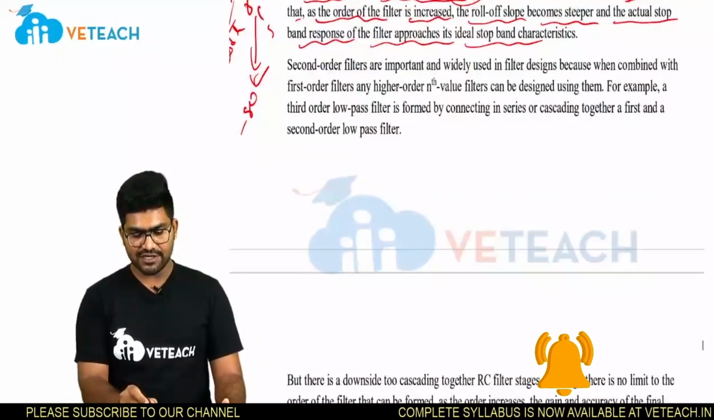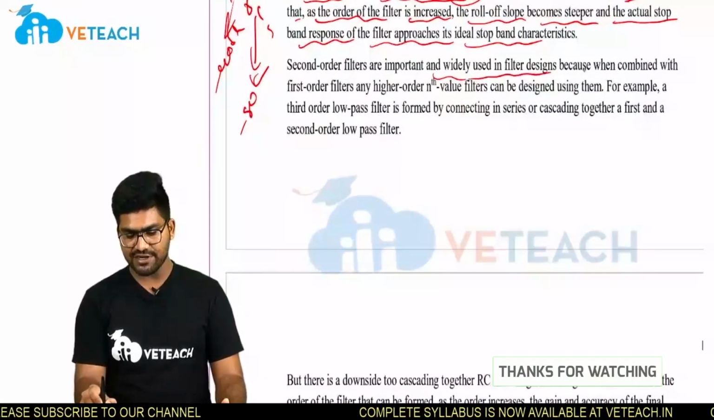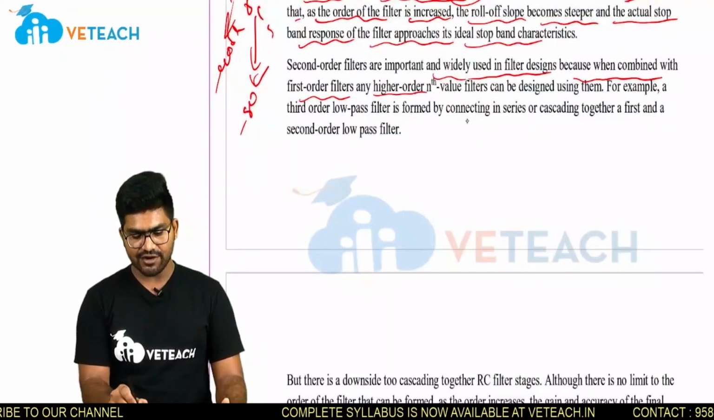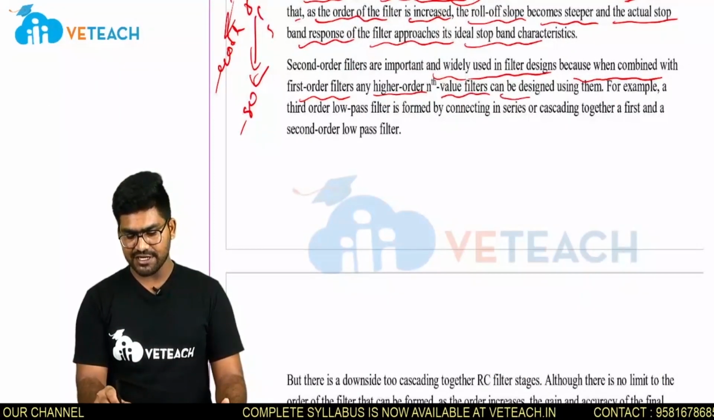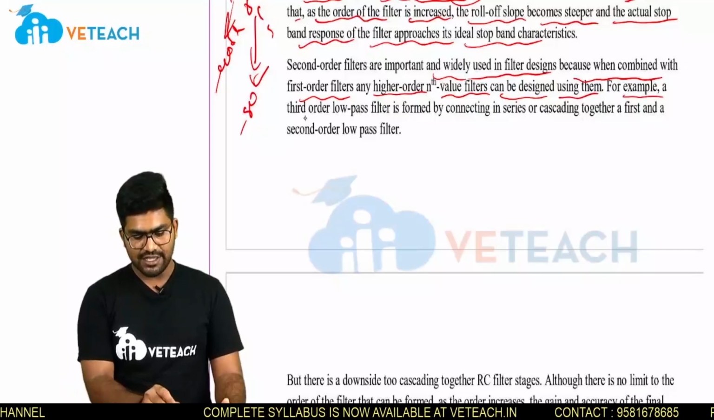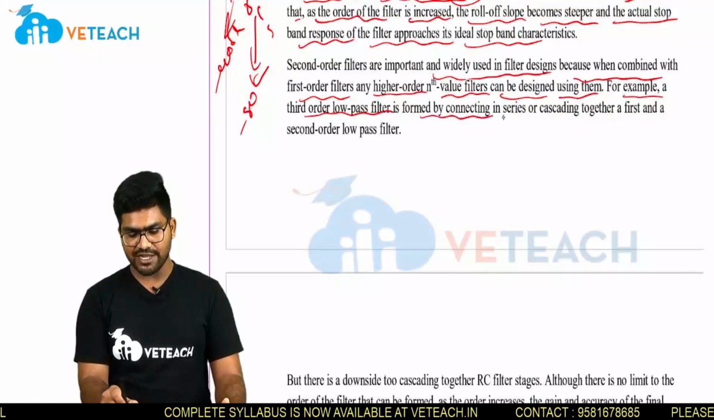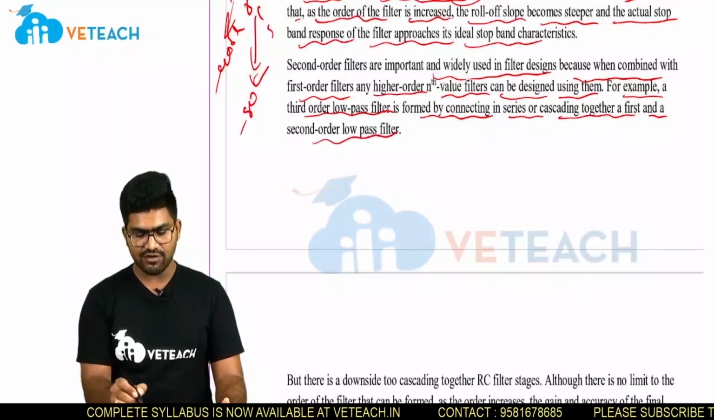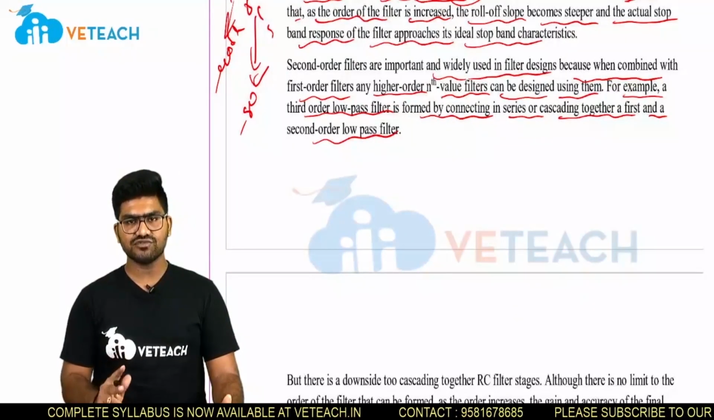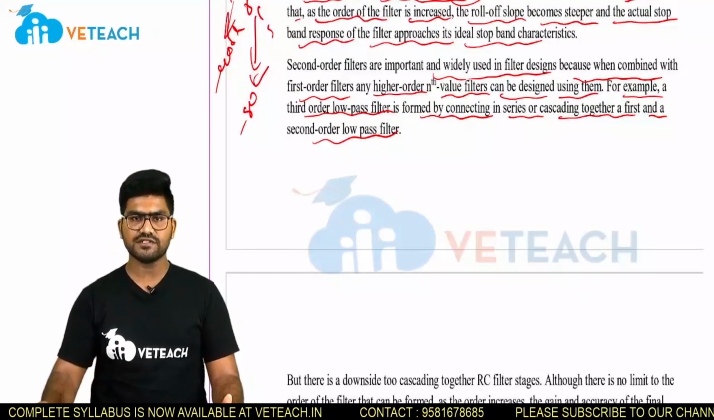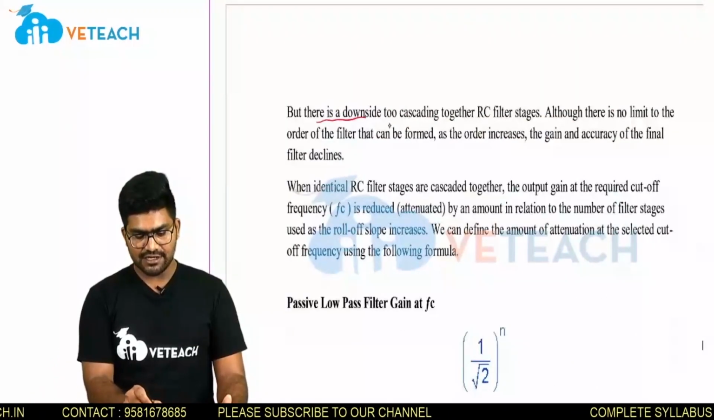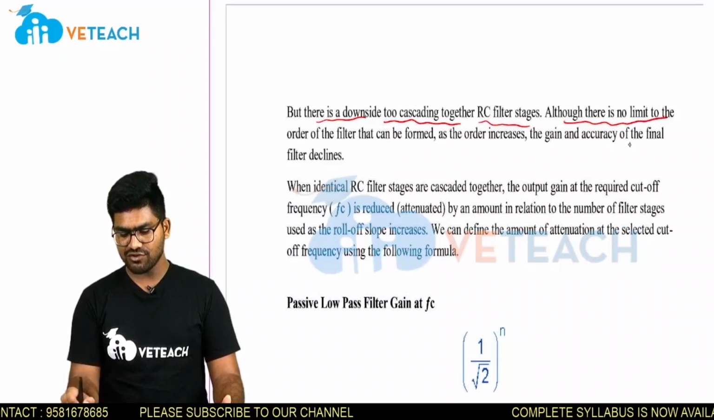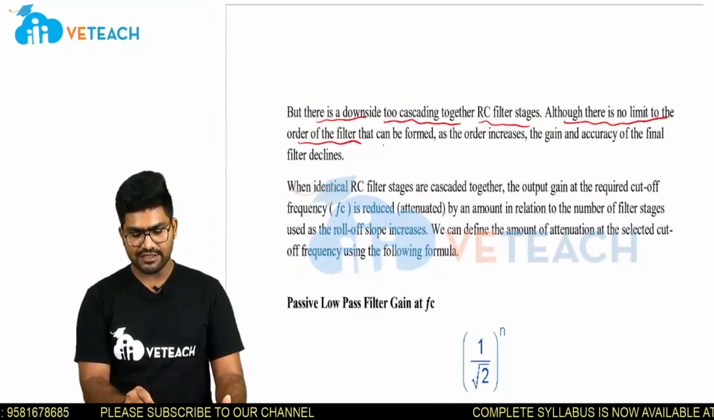So second order filters are important and widely used in filter designs because when combined with first order filters, any higher order nth value filters can be designed using them. For example, a third order low pass filter is formed by connecting in series or cascading together a first order and a second order low pass filter. But there is a downside to cascading together RC filter stages, although there is no limit to the order of the filter that can be formed.